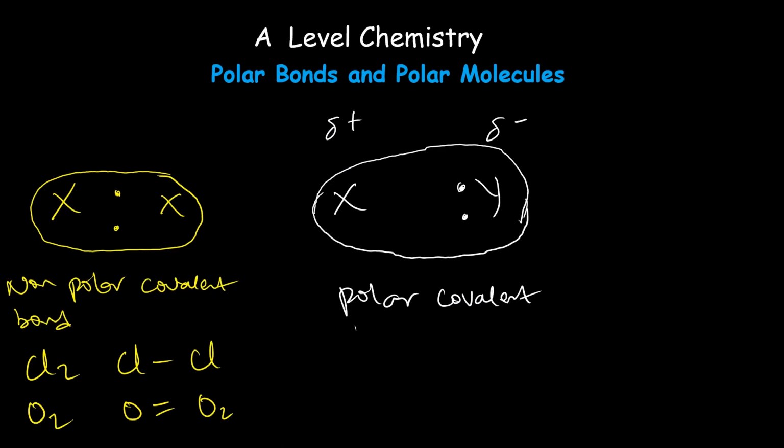A polar covalent bond. Example can be seen in hydrogen chloride, water, CO2. So these are two different atoms with different electronegative values. There is a large difference in the net electronegativity between these two atoms. So hence we have a polar covalent bond.